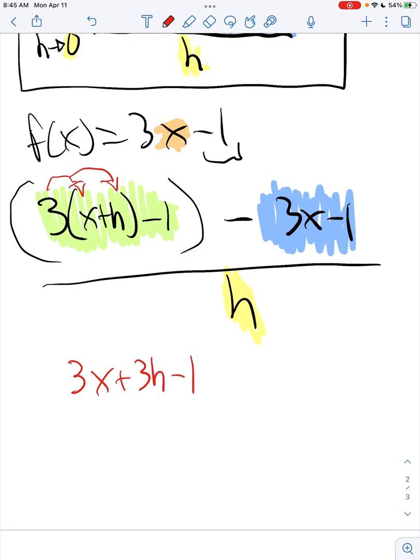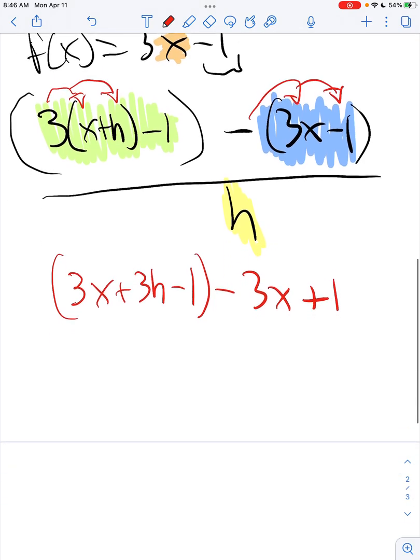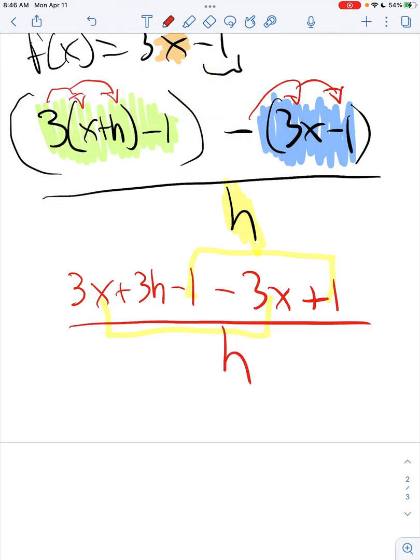So I'm going to get 3x plus 3h minus 1 minus, just to remind myself, I really should put parentheses here because this negative sign gets distributed, minus 3x, and then negative 1 times negative 1 is positive 1. Now that I only have addition and subtraction, I don't need my parentheses. And I can see that I have some like terms which very conveniently are going to cancel out.